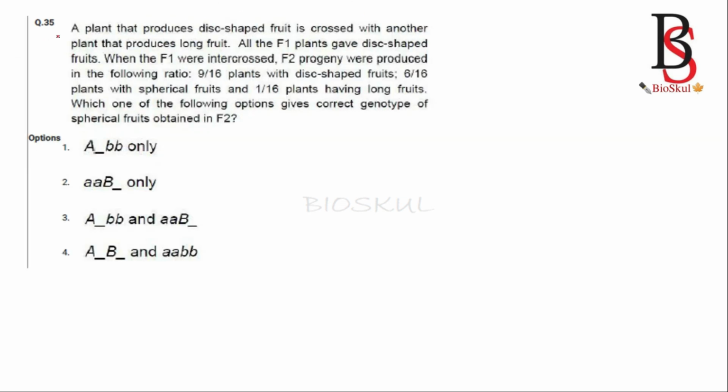Okay. Question number 35. A plant that produces a disc-shaped fruit. Okay, one plant is producing the disc-shaped fruit.